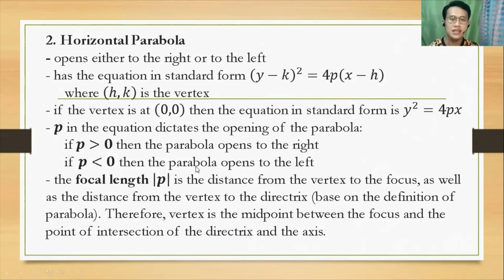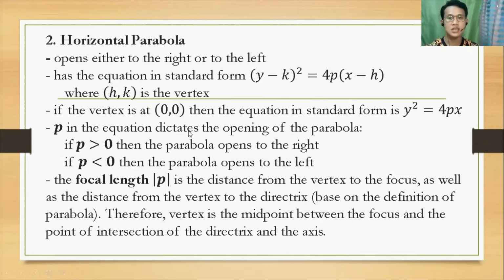And now the second type, which is the horizontal parabola. And yes, you can simply say for a horizontal parabola, the variable y will always be squared. As you can see, same goes with the vertex at the origin. It is y squared here. So we have the horizontal whose opening will either be to the right or to the left. And it has the equation in standard form: the quantity of (y minus k) squared is equal to 4p times the quantity of (x minus h), where (h, k) is the vertex.